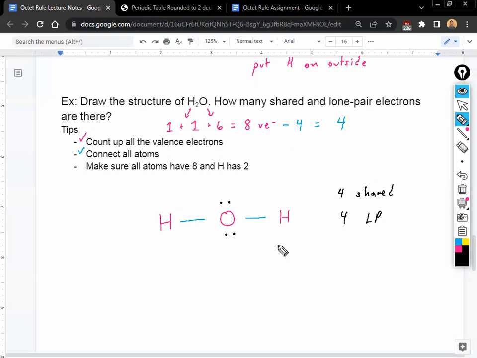Yeah, H cannot have any dots because it can only hold that line. So it can only hold max 2. Yeah, the line counts as electrons that it's sharing. Yeah. H is weird because it's so small.